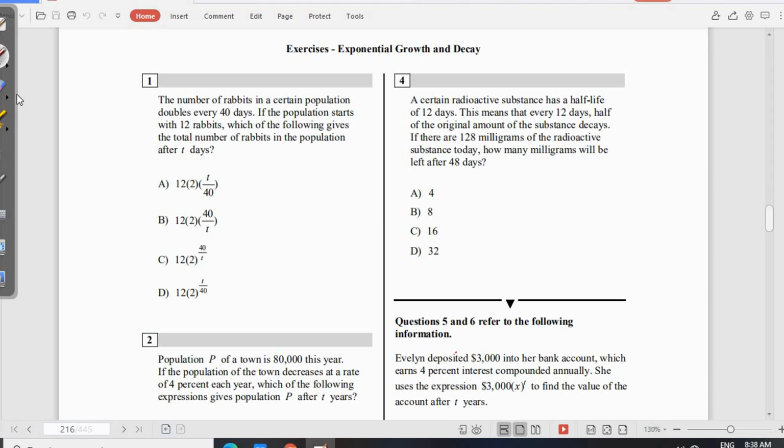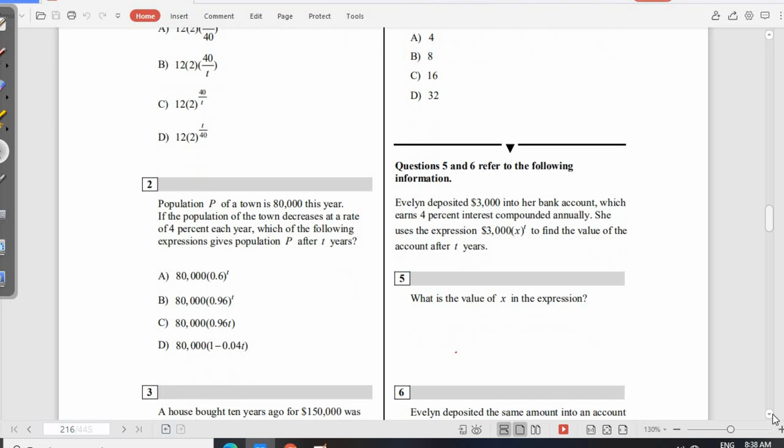All right, questions number 4 and 5 I would like you to do by yourself, but the very next is your test. So you still have options of where to go. So let's look at this. Evelyn deposited 3,000 into her bank account, which earns 4% interest compounded annually. She uses the expression 3,000 raised to power x to find the value of the account after t years.